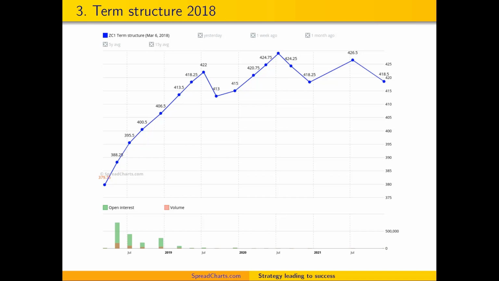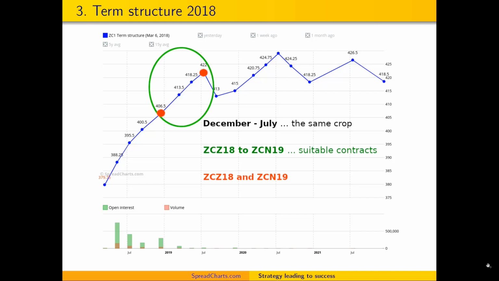The contracts from December to July next year belong to a single crop. We highlighted them here using the green circle. It is much less risky to choose contracts within a single crop, and that's what we are going to do. We would pick the widest possible combination, July 2019 and December 2018. By the way, this is the favorite combination of most traders as it spans the entire crop season.